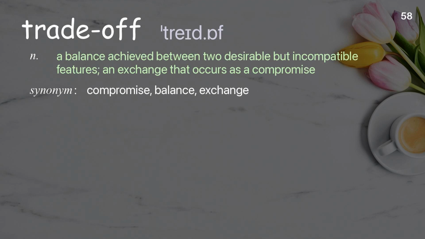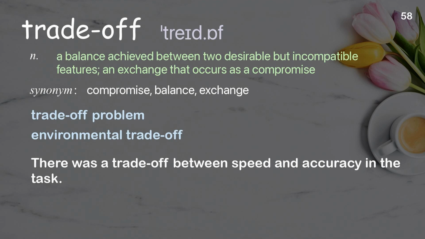Trade-off. A balance achieved between two desirable but incompatible features; an exchange that occurs as a compromise. Examples: Trade-off problem. Environmental trade-off. There was a trade-off between speed and accuracy in the task.